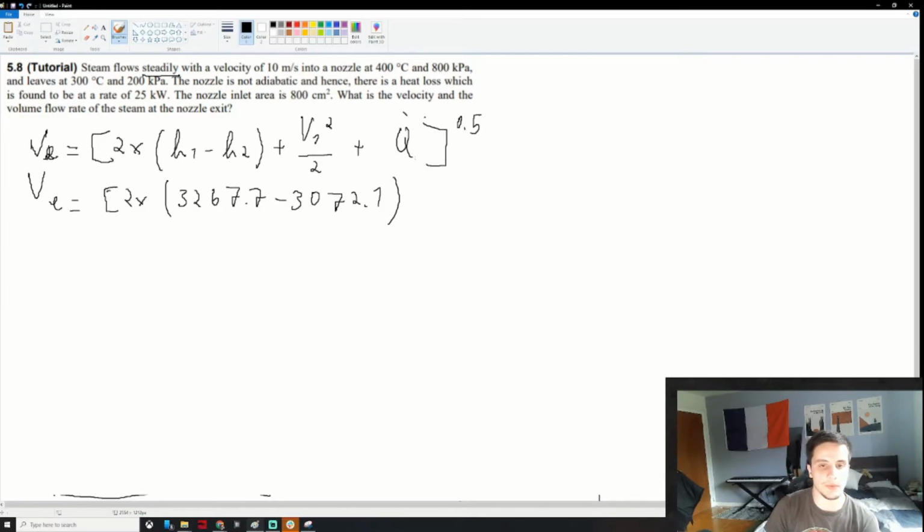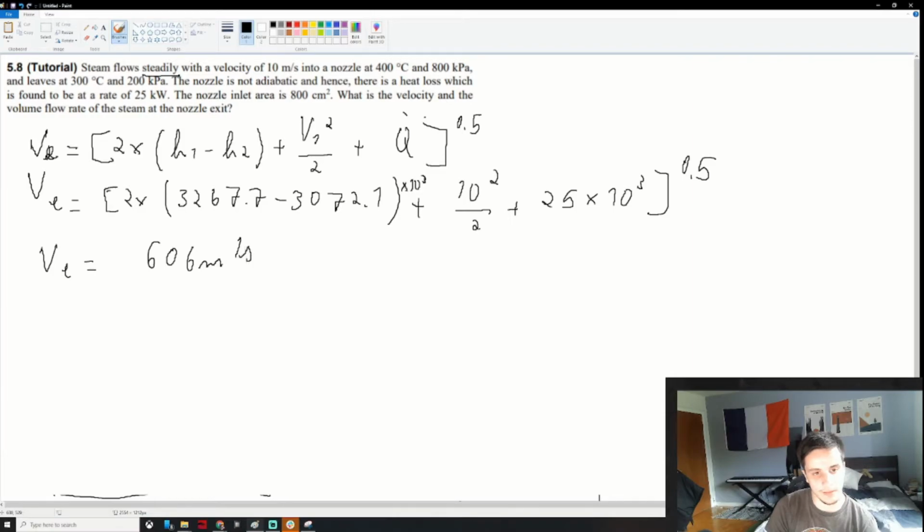And we're going to have to do the same also for Q dot, because it's kilojoules per second, not joules per second. So then V1 is 10 meters per second squared divided by 2, and then 25 kilowatts times 10 to the power 3. All of this square rooted. Okay. And then this whole section is also multiplied by 10 to the power 3. VE, you should find, would be 606 meters per second.